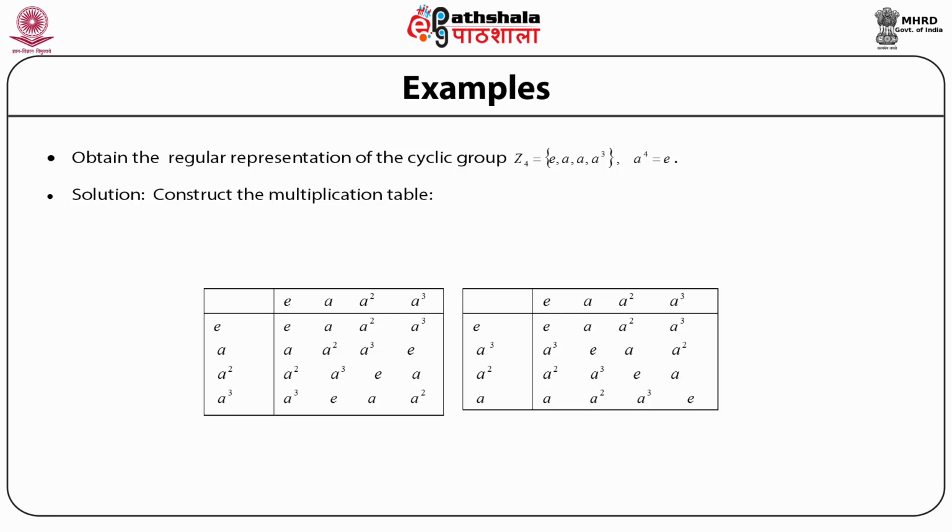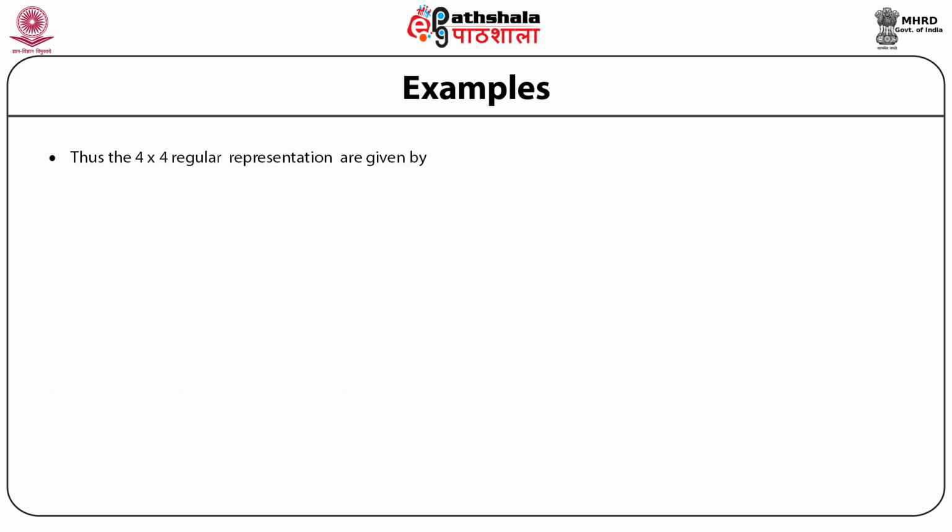We can rearrange the elements in such a way that the identity element occurs on the diagonal, such that instead of the first column being A squared, A cubed, we write A cubed, A squared, A. The new table that we form has the identity elements along the diagonal as 1, and all the other elements equal to 0. So D of E is as shown.